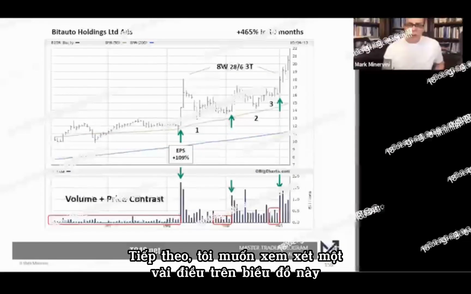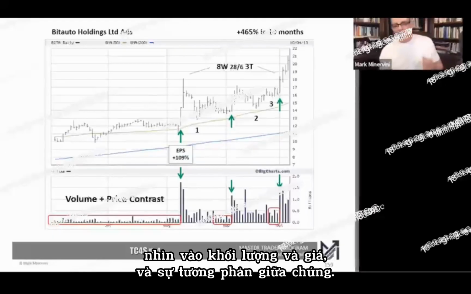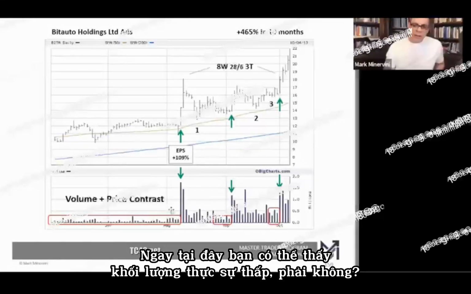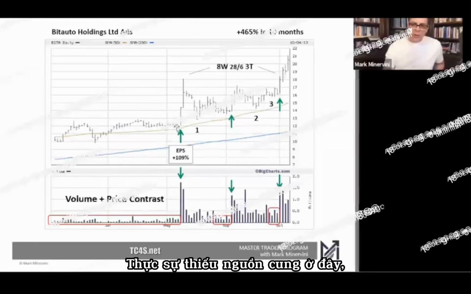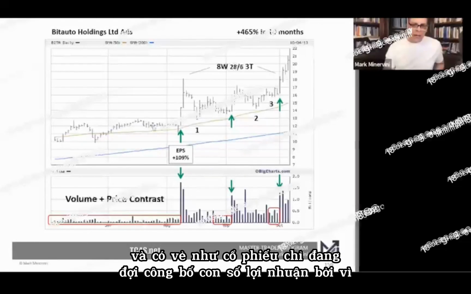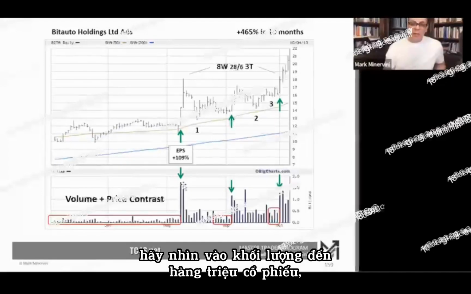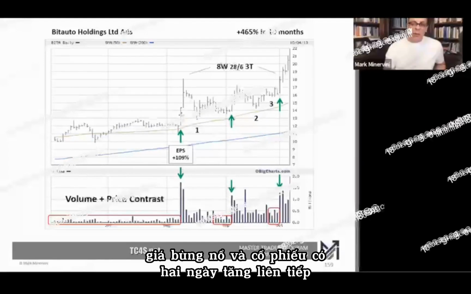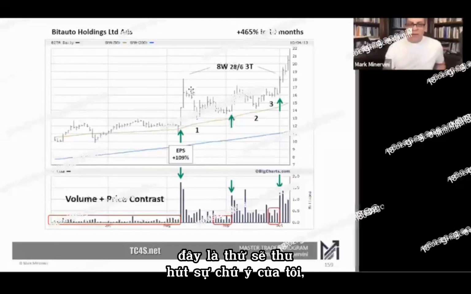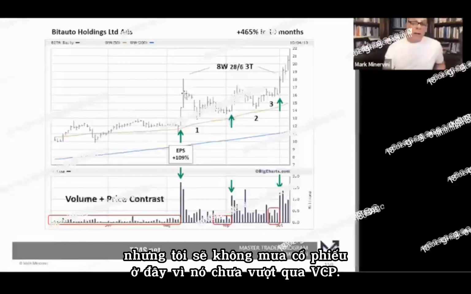So I want you to look at a few things on this chart. Look at the volume and the price and the contrast between them. Even right here, you can see really low volume, right? So there's really a lack of supply here. And it looks like the stock is just waiting for the earnings to come out, because when the earnings come out, EPS of 109%, look at the volume that comes in, millions of shares, it just explodes. The stock has a 2-day run.